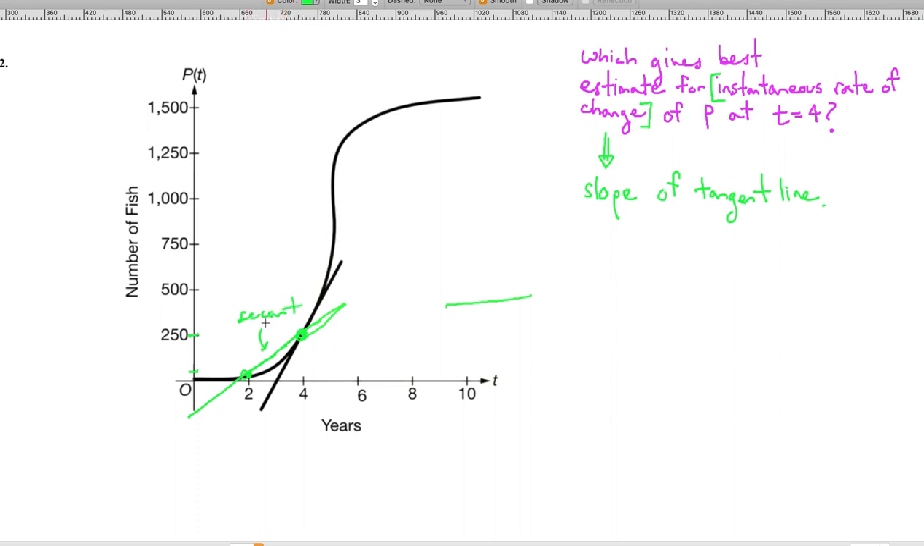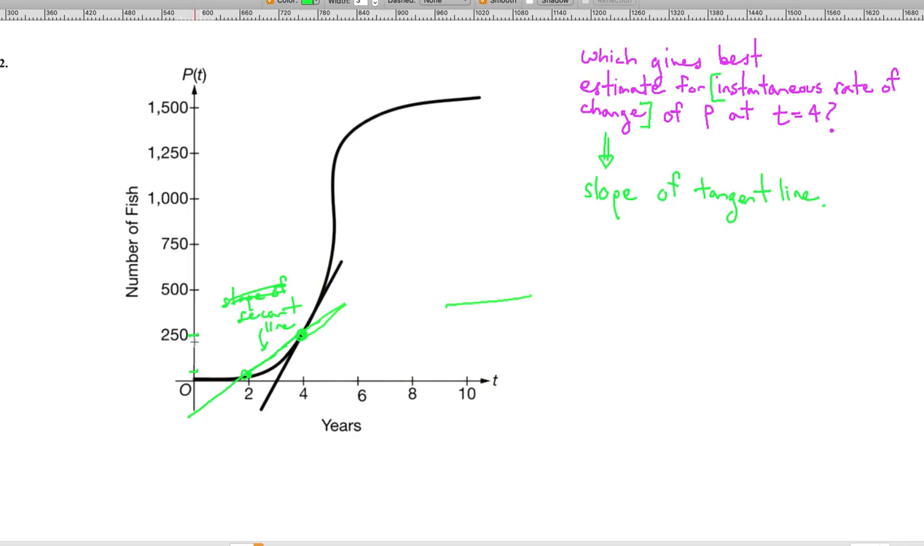The secant line. Okay, slope of the secant line. That's this line right here. Well, that is the secant line, and if I wanted the average rate of change, the rate of change from 2 years to 4 years, I would find the slope of this line.